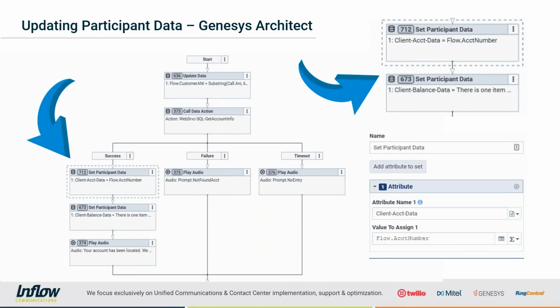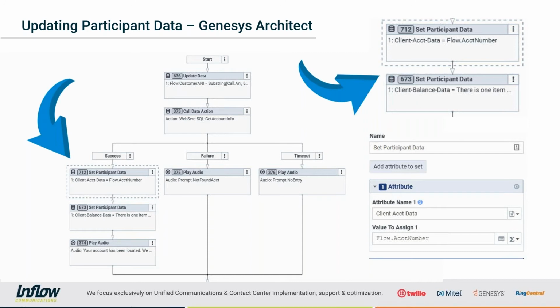I'm specifically appending the record to say client account data equals this piece of information coming back from that database query. Now, in my case here, I'm doing the account number, and then right below that, you can see where it says item number 673, set participant data, which is client balance data. Now on the right-hand side of my screen with the blue arrow on the top, that's a closer view of what I'm actually doing there, just taking that out of the view.